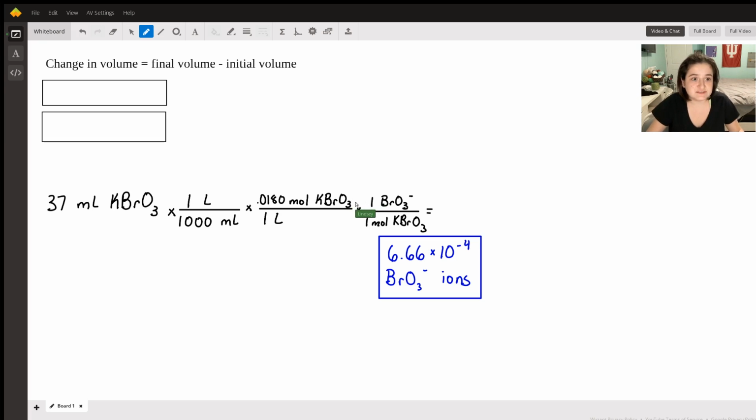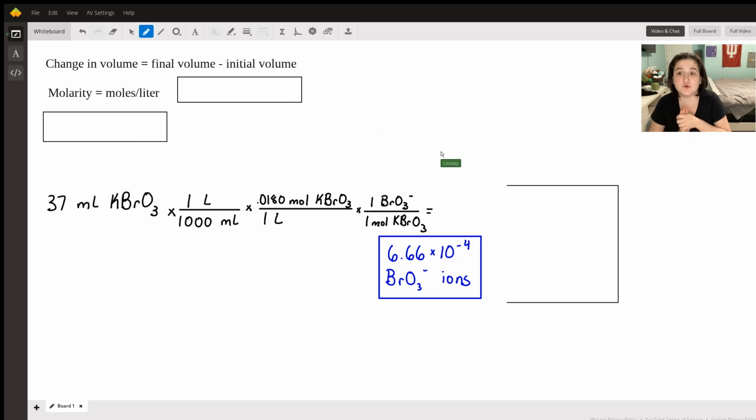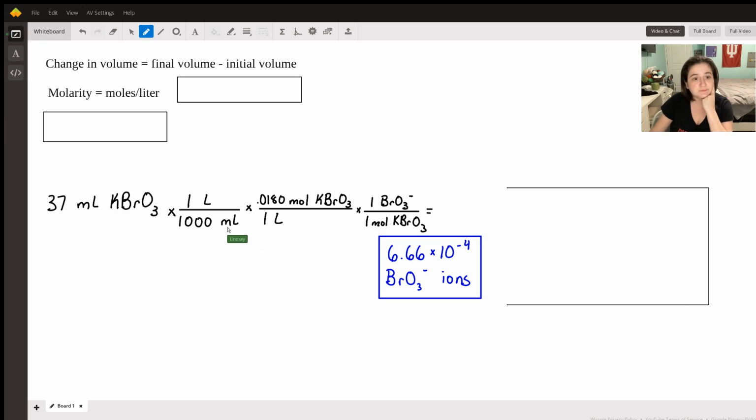All right, for our next step, we know that we are given molarity. Molarity is moles per liter. So for us to use molarity, we need to have moles. We need to have liters. Well, right now we have milliliters. So our first step, I would say, is to convert to liters, because that's a pretty simple conversion. We do that by saying there are 1,000 milliliters per 1 liter.